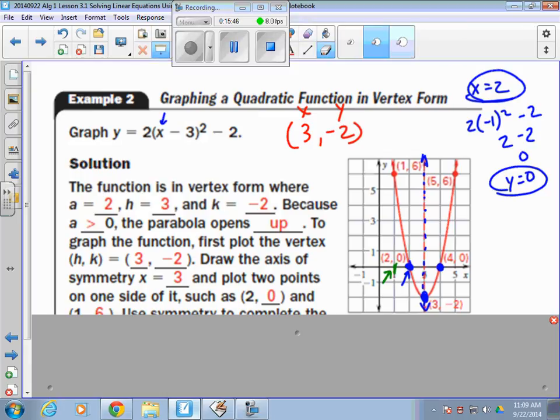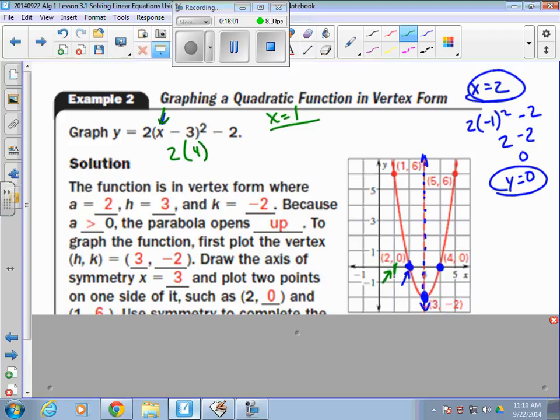Do the same thing. Plug in 1 where your x value equals 1. Plug in 1 right here. It says 1 minus 3 is negative 2. Negative 2 squared is going to be positive 4. So you have 2 times 4 minus 2. 2 times 4 is 8, and 8 minus 2 is 6. So your y value is 6 when your x value is 1.